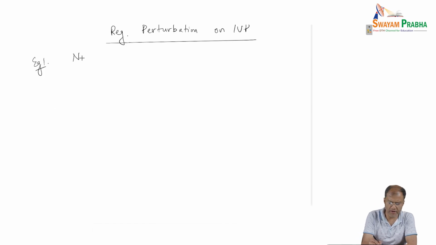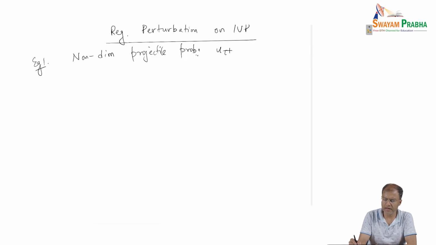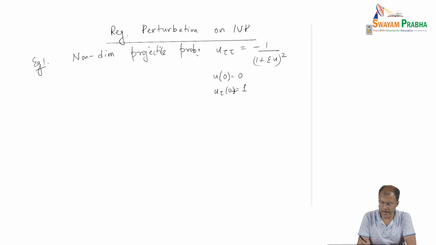The problem that I have is that of a non-dimensional projectile problem. We have already seen this differential equation a few modules back. This is the differential equation that we had seen: u tau tau is minus 1 by 1 plus epsilon u whole square, where u of 0 is 0 and u tau of 0 is 1, right?